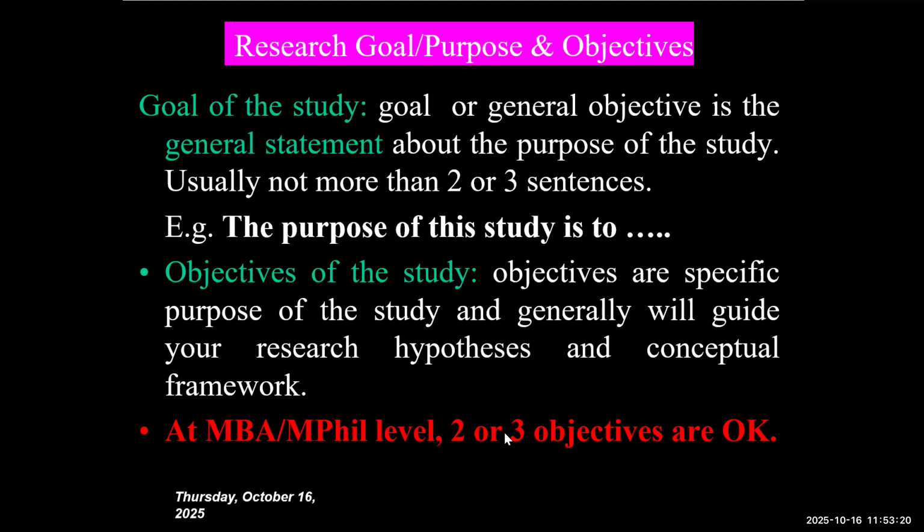So at both the MBA and MPhil level, 2 or 3 objectives are okay. And the reason is the more objectives you have, the more writing you are going to do, because more objectives means more data, and more data means more analysis. More analysis means more writing. So we don't usually bother you too much. So 2, 3 objectives are okay at this level.